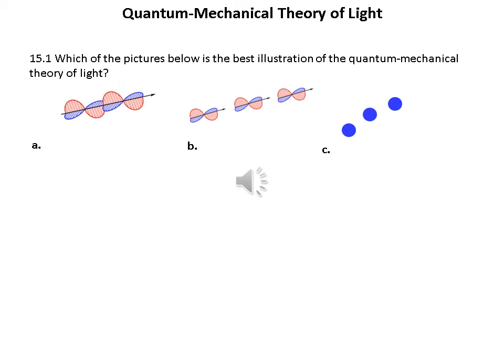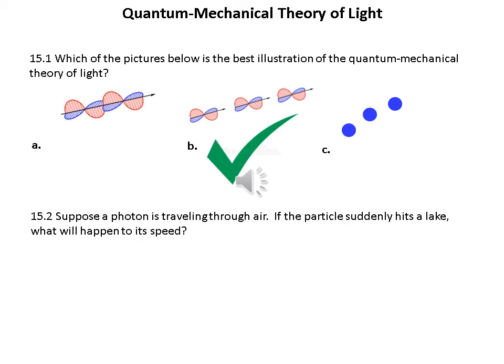On Your Own Question 15.1 asked, which of the pictures below is the best illustration of the quantum mechanical theory of light? And you'll notice that we have 3 different diagrams there. In A, we notice that there's an electric field and a magnetic field in that wave. B shows you little packets of waves, and then C shows you little particles. And so the quantum mechanical theory says that light is little particles that behave like waves, and so B is going to be the answer. It has a series of photons.